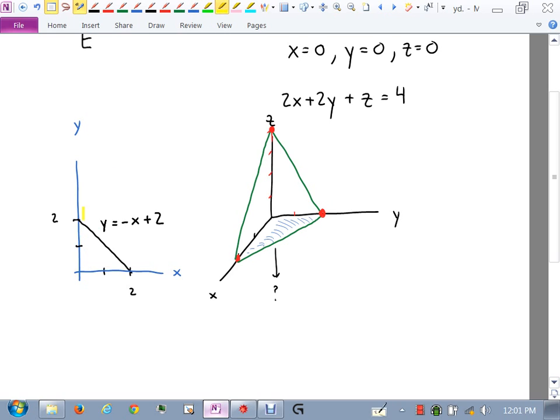This is our little region on the ground. It's our little shadow, right? It's our shadow on the ground there. And that, I think, is a pretty good type 1 region, isn't it? You have a bottom function here. You have a top function.